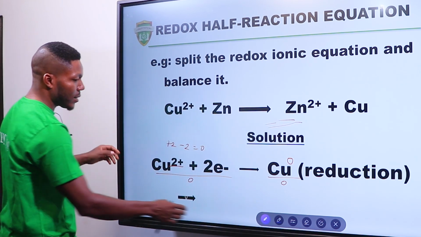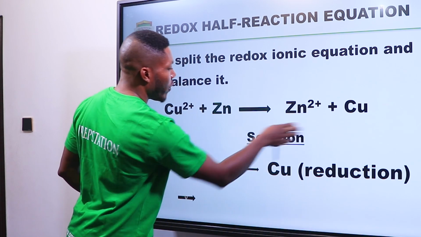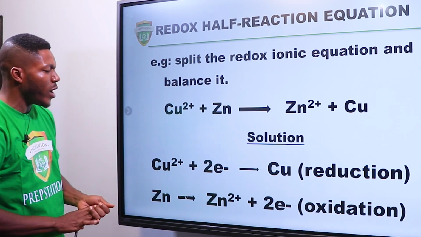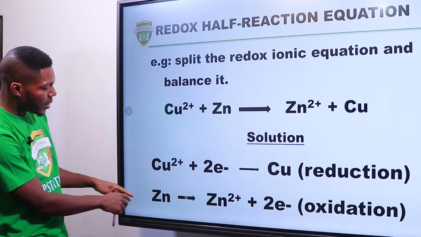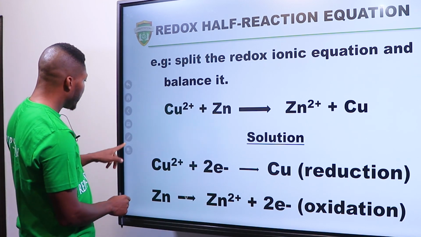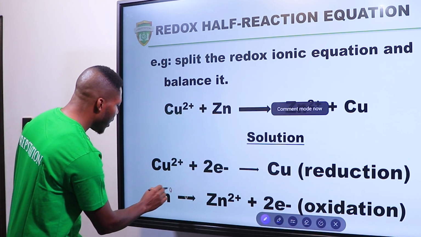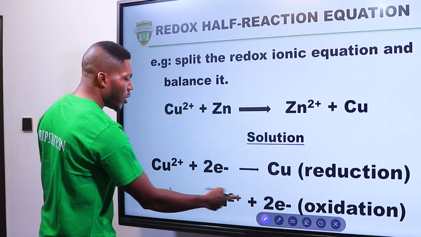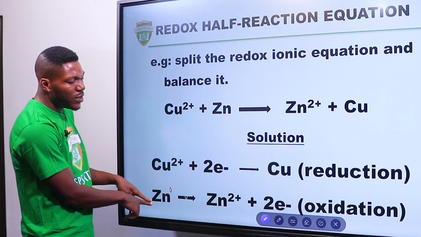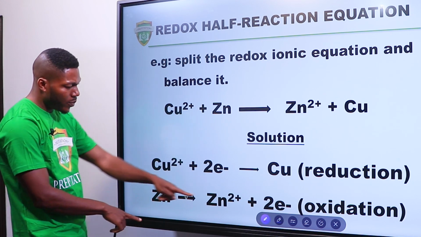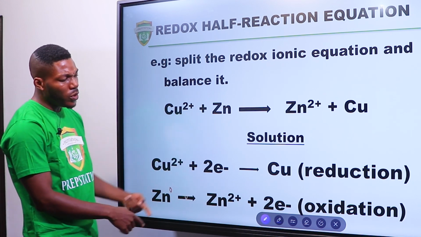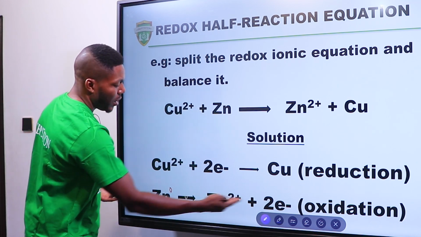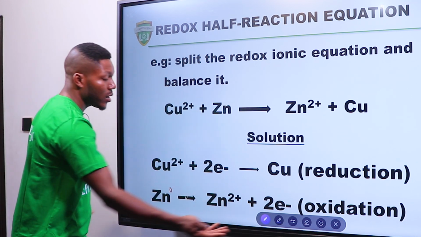That is why the splitting has to be done. Now the second part of the reaction will be your oxidation reaction. At this point, zinc here is 0 because it's a neutral element. When it moves to the other side, it becomes +2. So at this point, zinc is losing electrons. What should we do to make sure that reactants and products have the same number of charges?